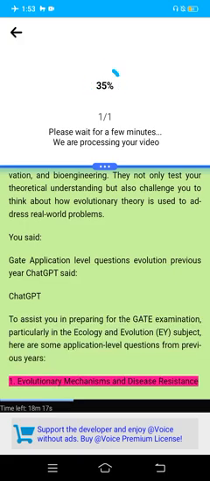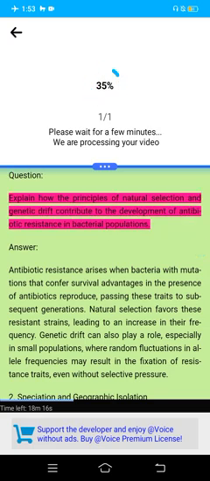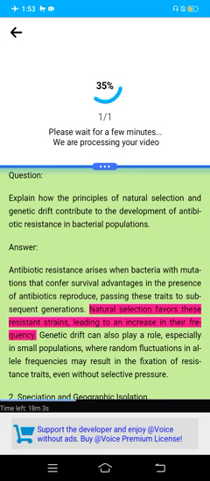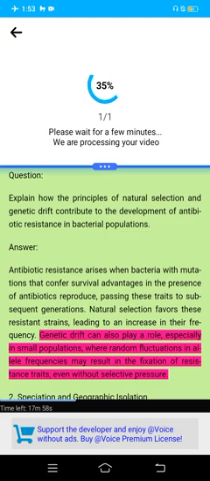1. Evolutionary mechanisms and disease resistance. Question: Explain how the principles of natural selection and genetic drift contribute to the development of antibiotic resistance in bacterial populations. Answer: Antibiotic resistance arises when bacteria with mutations that confer survival advantages in the presence of antibiotics reproduce, passing these traits to subsequent generations. Natural selection favors these resistant strains, leading to an increase in their frequency. Genetic drift can also play a role, especially in small populations, where random fluctuations in allele frequencies may result in the fixation of resistant traits, even without selective pressure.